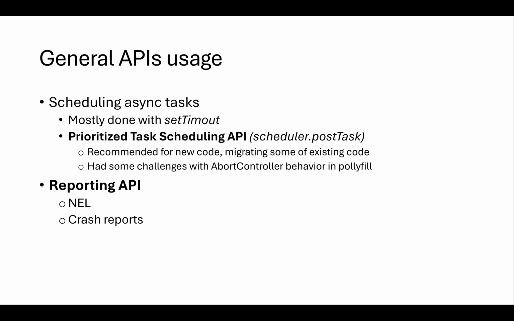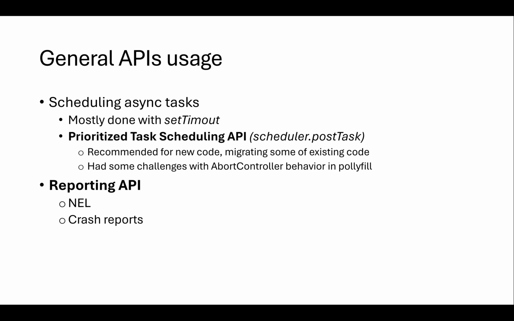For new code, we actually recommend engineers use the postTask API. Since not all platforms support this API, we have a polyfill that, if the API exists, calls it directly. If it doesn't exist, it tries to imitate the behavior using setTimeout. There are some challenges with the polyfill that we had to address, but in general, that works pretty fine.